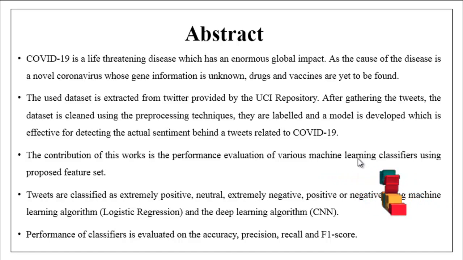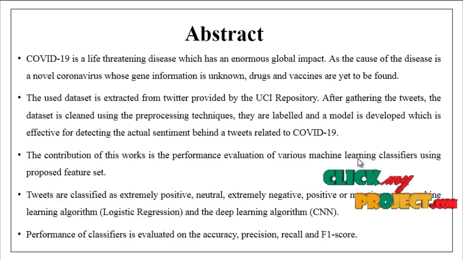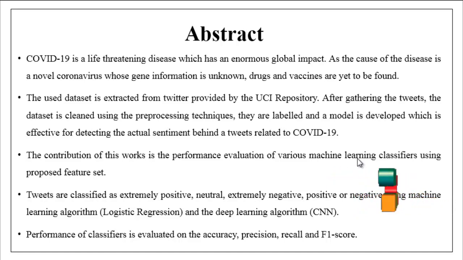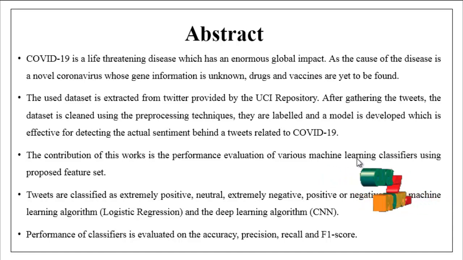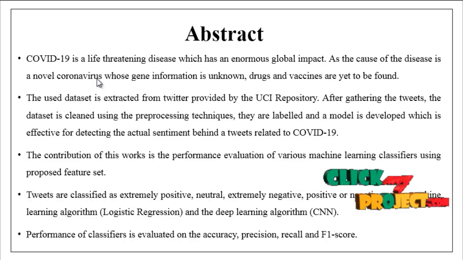The main objective of our project is to classify or predict whether a COVID-19 tweet is positive, negative or neutral by using different classification algorithms, that is deep learning and machine learning. COVID-19 is a life-threatening disease which has an enormous global impact. As the cause of the disease is a novel coronavirus whose gene information is unknown, drugs and vaccines are yet to be found. The dataset used is extracted from Twitter, provided by the UCI repository.